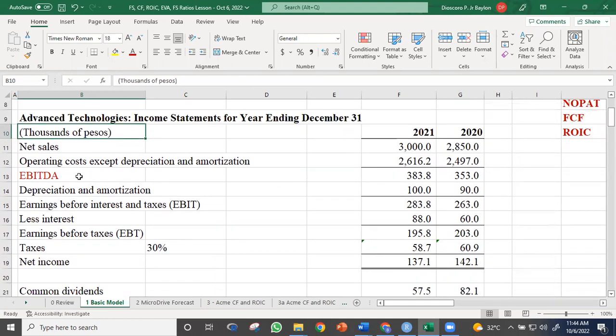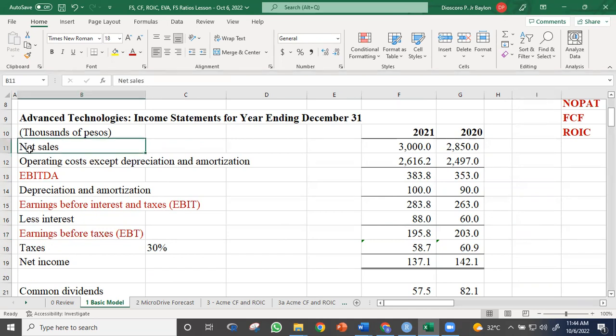If you take a look at this, the income statement is presented quite differently from what you have learned in accounting, because there are different ways to present your income statement. This is one way where we make use of EBITDA, and then we have your EBIT, and then you have your EBT. All right. So first we start with net sales.